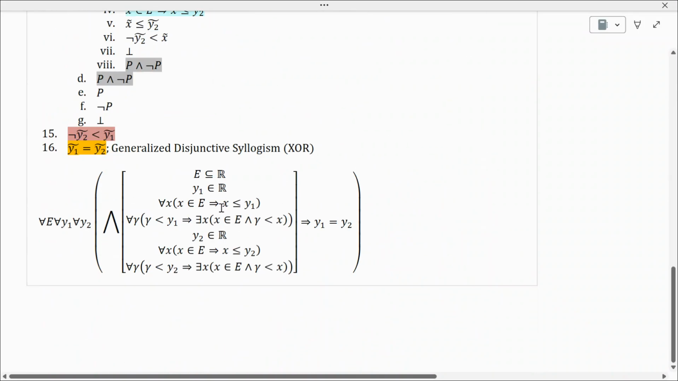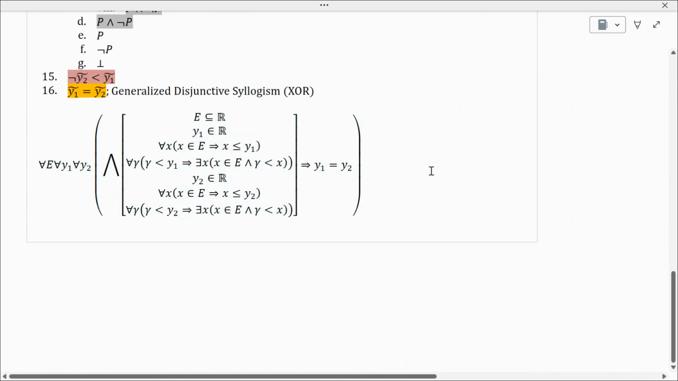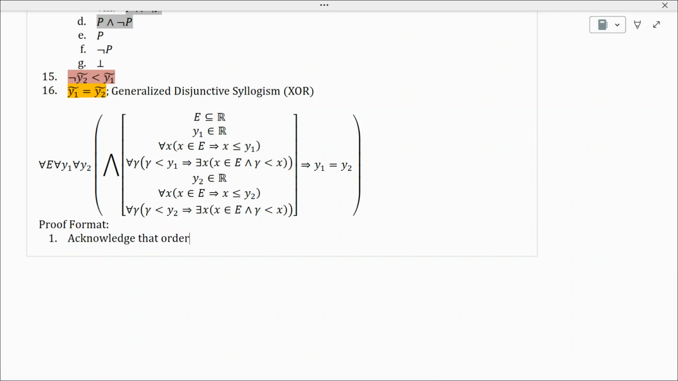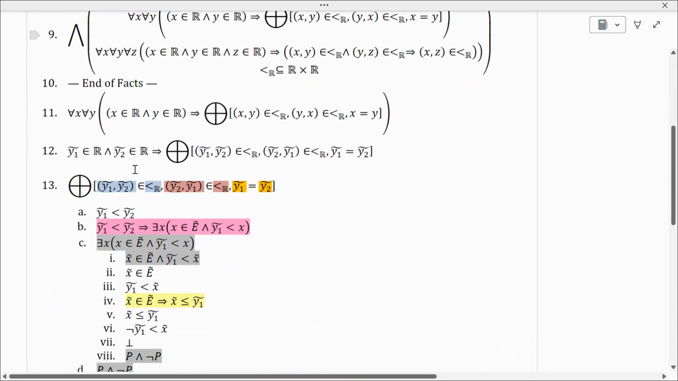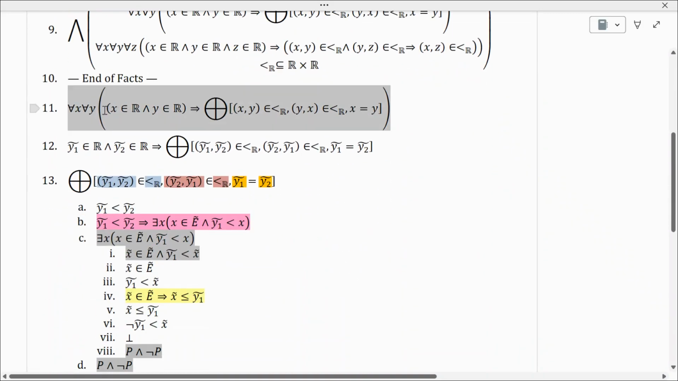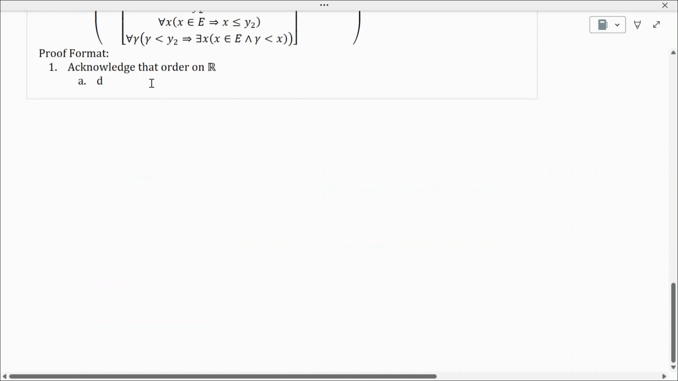Maybe we'd like to write out the proof format. Proof format. One, we acknowledge the order on the reals, and maybe I'll say this one, this fact here. We're using this fact.